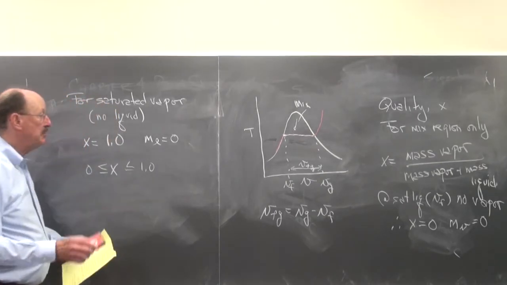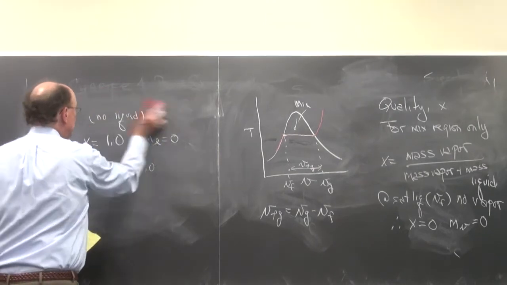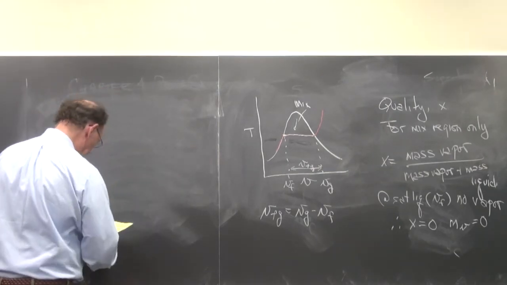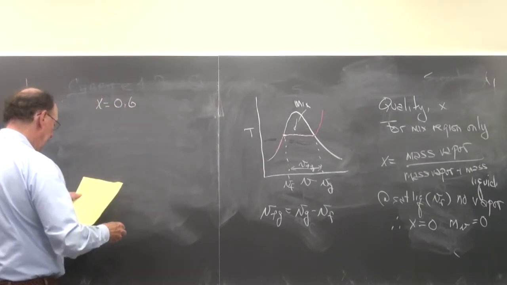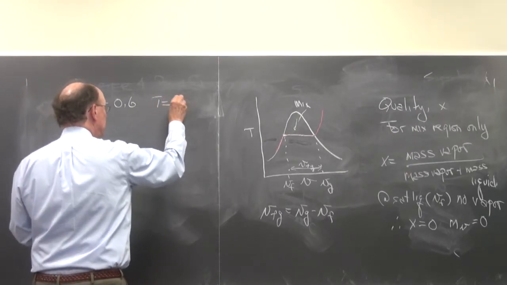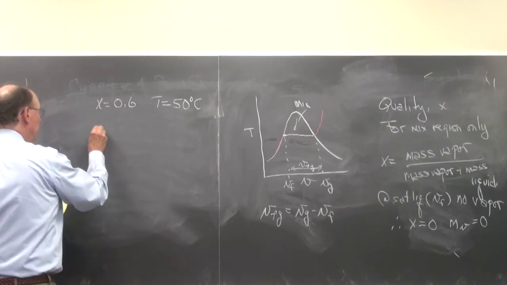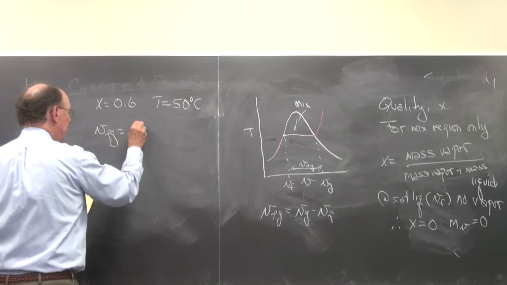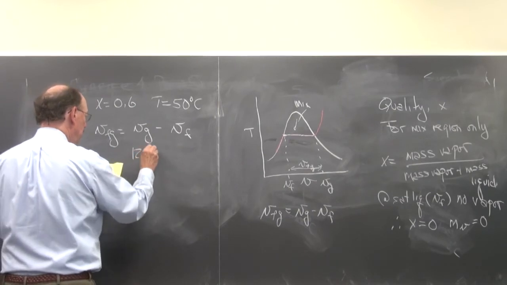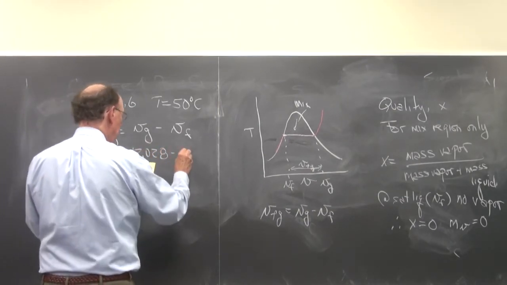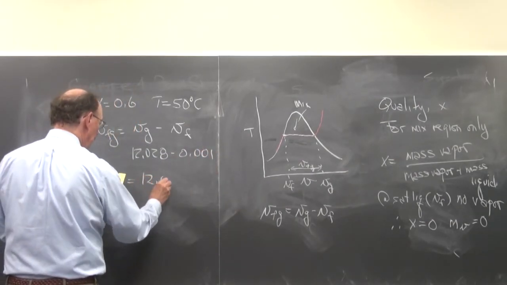So now, let's go back and we'll look further and introduce this idea of quality. So let's do an example. And let's say that X is 0.6. And we'll do this at T is equal to 50 degrees C, we have those values. At T is equal to 50 degrees C, V sub Fg is equal to V sub G minus V sub F. So you can look and you see those values. So we have 12.028 minus 0.001. And so I have V sub Fg is 12.027.